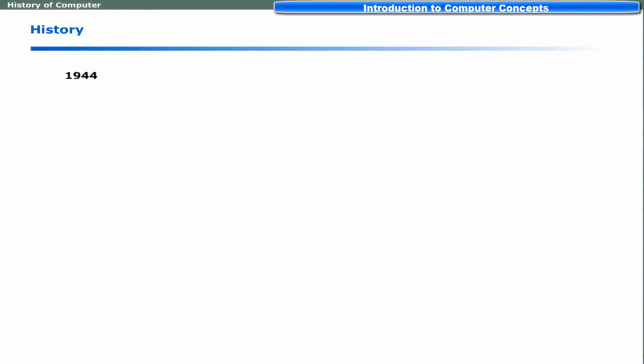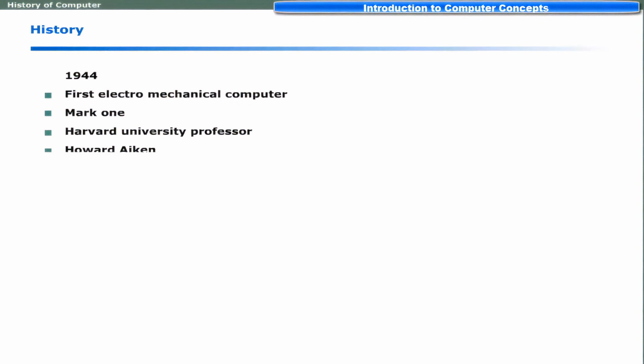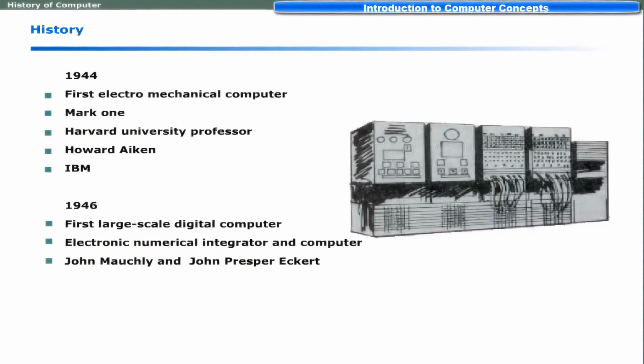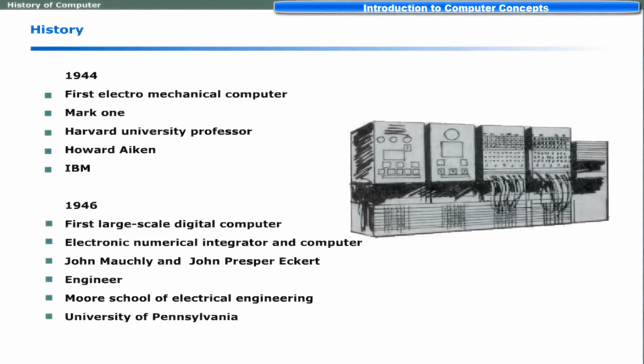In the early 40s, the first electromechanical computer, Mark I, was developed by Harvard University professor Howard Aiken. IBM sponsored the development of this huge machine. In 1946, the first large-scale digital computer, the Electronic Numerical Integrator and Computer, was developed. This was developed by John Mauchly and John Presper Eckert, an engineer at the Moore School of Electrical Engineering in the University of Pennsylvania.